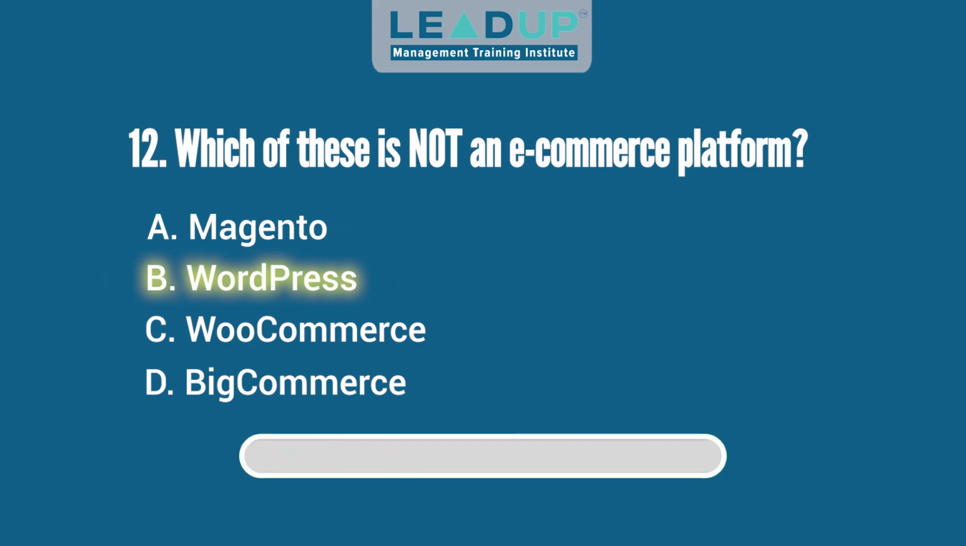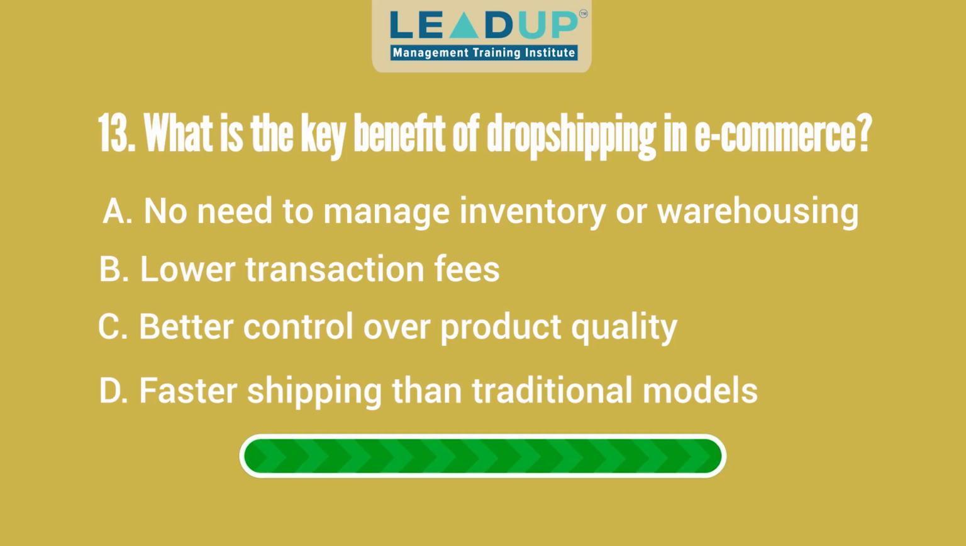Answer: WordPress. Question 13. What is the key benefit of dropshipping in e-commerce? A. No need to manage inventory or warehousing. B. Lower transaction fees. C. Better control over product quality. And D. Faster shipping than traditional models.